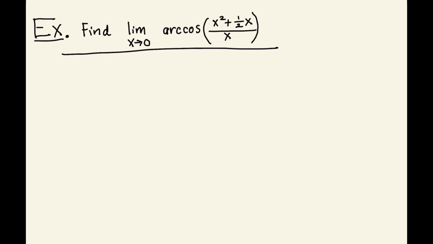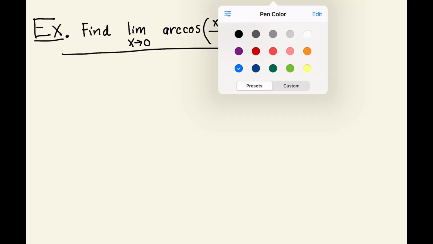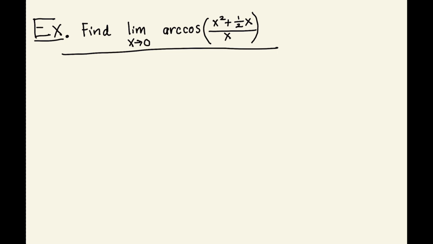Here's another example. In this question, we're asked to find the limit of arc cosine of (x squared plus 1/2 x) over x as x approaches 0. The first thing I want to point out about this function is that it's a composition of two functions. So see if you can see it that way as a composition.